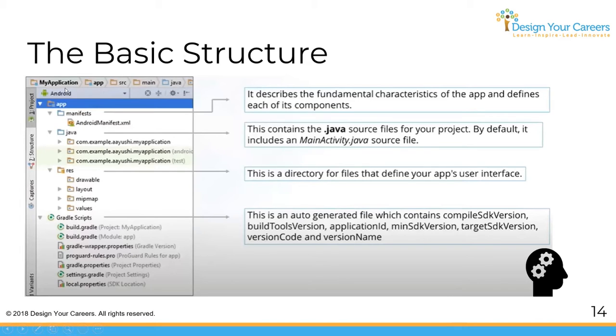Once you're inside it, on your left side, you could see a screen something like this, which has app, manifests, Java, res, and then the Gradle scripts. RES is nothing but the resource directory. So first, you have something called manifests. Here you have AndroidManifest.xml. Here you could see that it will describe the fundamental characteristics of the app. It will define each of its components.